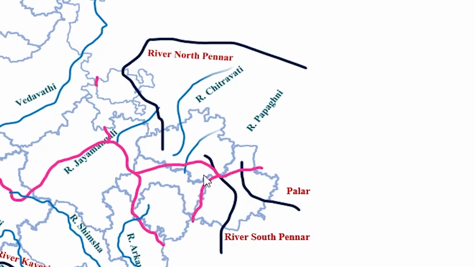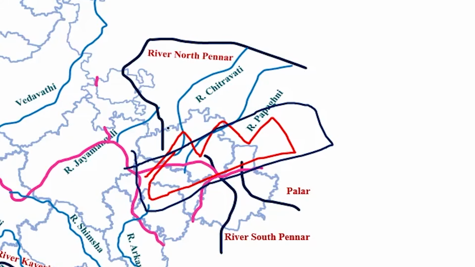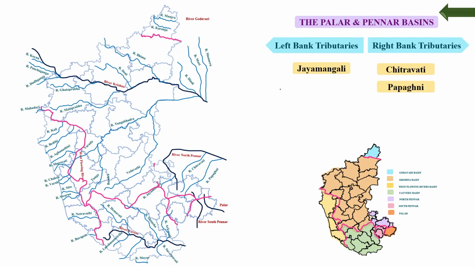Chitravati and Papagni. If you observe in this system, I've told you that this is the Nandidurg mountain range system, right? And it is from here that all these rivers flow in radial pattern. That is, North Pennar goes in this direction. The South Pennar, also known as Ponnayar, flows southwards, and Palar flows in the eastward direction, and that's why radial pattern can be seen here. So we have studied the Nandidurg river system as well. That is North Pennar, South Pennar, and Palar rivers. North Pennar has tributaries of Jayamangali, Chitravati, and Papagni.